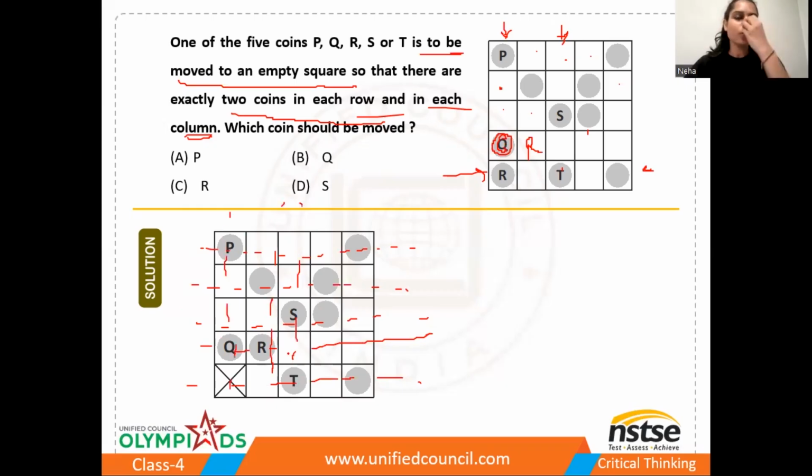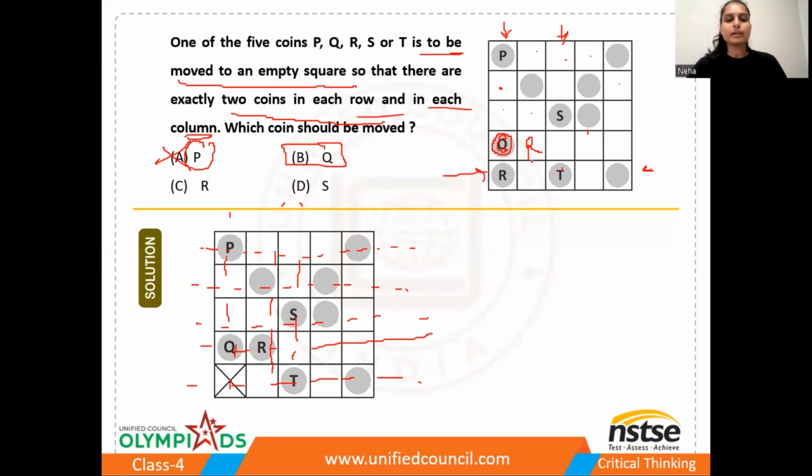So basically you can go with the options also in this question. If I move P to another place, then only 1 point will be there, so I cannot move this one, right? If I move Q, then what condition will come? If I move Q from here, then I will not have any point in this row, and I will have 2 points in that column. So yes, I can move this one, but let me check with the other options also.